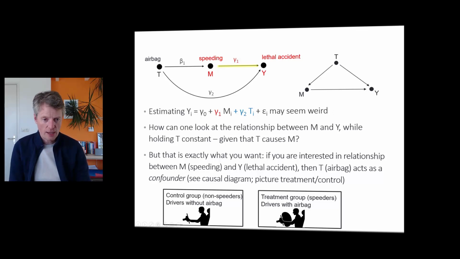So within the example of airbags, that is exactly what you want, because you are interested in how speed affects lethal accidents, and you don't want airbags here to confound this relationship, to cause some bias, because airbags are not randomly distributed between the control group, the non-speeders, and the treatment group, right? So that's how it works. So that's how we get this relationship between M and Y, i.e. the coefficient gamma 1.